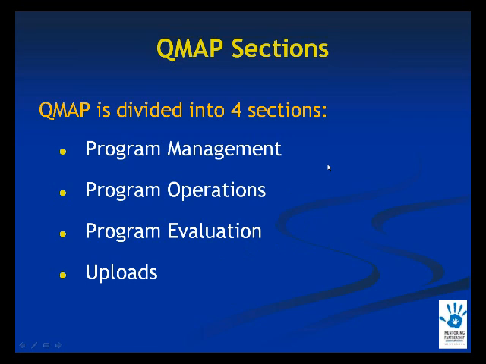The four sections that we have in the QMAP are things that people will recognize if you're familiar with elements of effective practice: program management, program operations, program evaluation, and then the uploads section, which is the culmination of completing the QMAP, in which you'll be able to upload documents that demonstrate what you've done as a program practitioner.